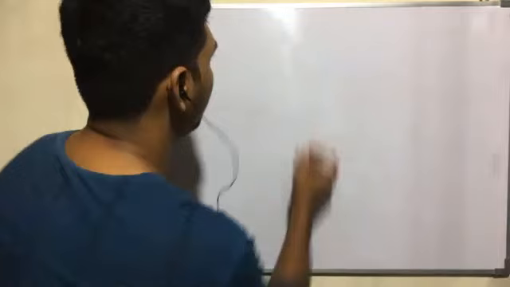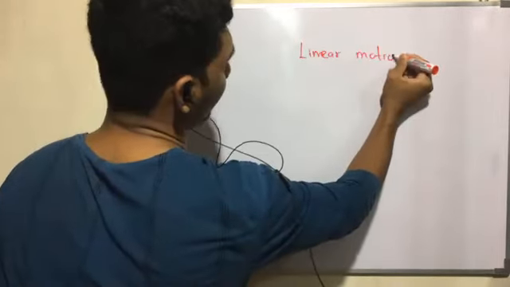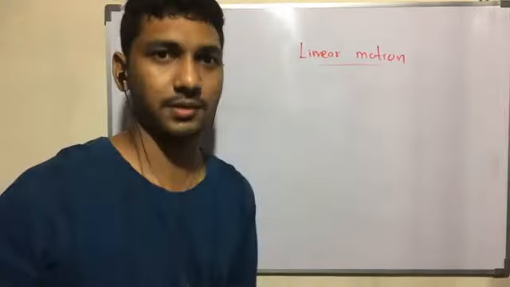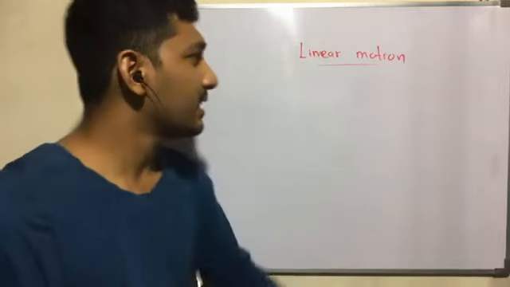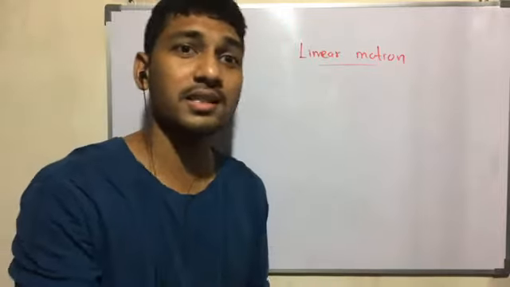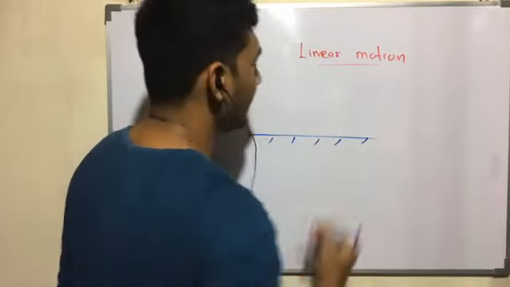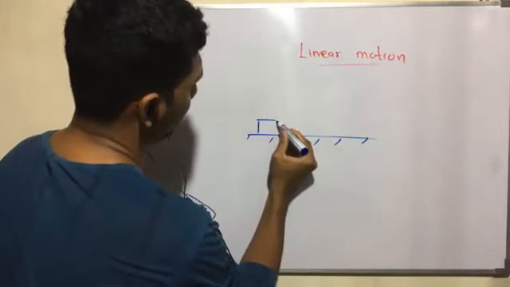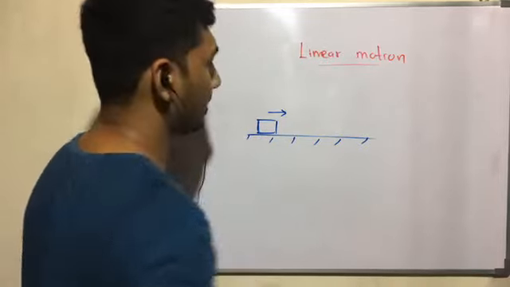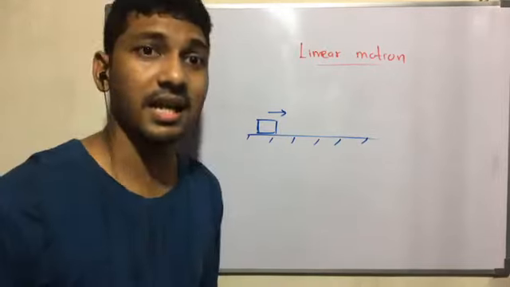So put the heading linear motion. I'm going to explain some of the theories first, and we will be doing relevant questions. Linear motion, the word itself says its definition. Linear motion is a motion that occurs in a straight line. Simply putting, we can show it in this diagram. Here there is a block, and this block is moving in this direction in a straight line. Then this will be considered as a linear motion.